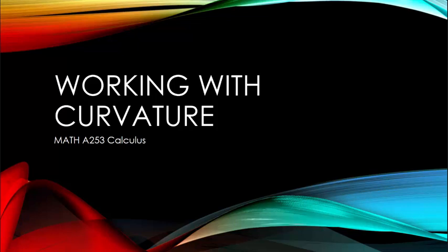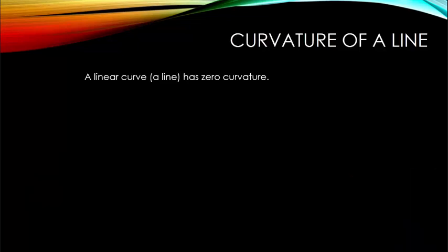Now that we have a decent idea of what curvature means, let's look at working with curvature. The linear curve, which is a straight line, has a curvature that's equal to 0. Let's see how we get that result.